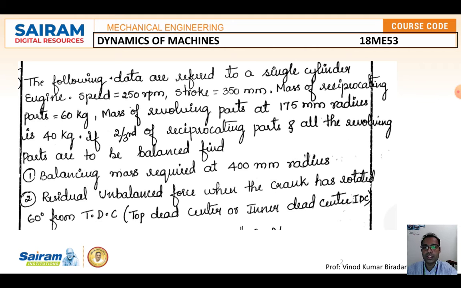If 2/3 of the reciprocating parts and all the rotating parts are to be balanced, then you need to find the balancing masses required at 400 mm radius. Second, they are asking for the residual unbalanced force when the crank has rotated 60 degrees from the TDC, that is top dead center. So we need to calculate these two. They gave one IC engine, that is a reciprocating engine.